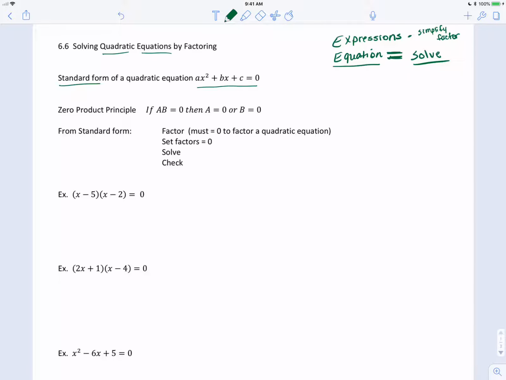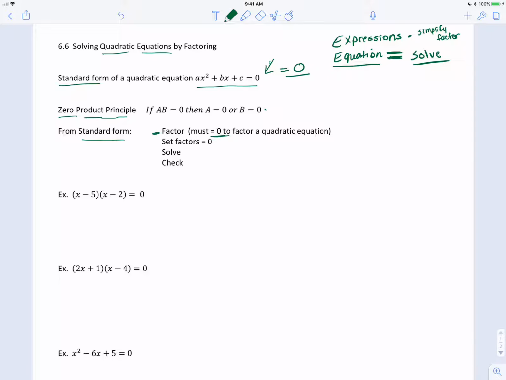When we are working with quadratic equations and factoring them, notice that it must be equal to 0 before we factor it. Our zero product principle means that if a times b is equal to 0, then either a or b has to be 0. So from that standard form, which has to be equal to 0, we're going to factor it.